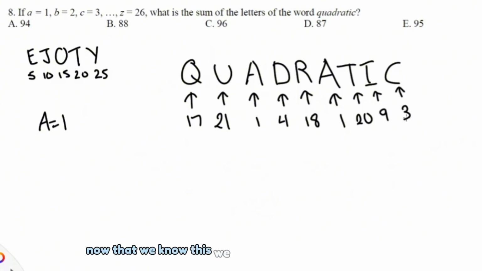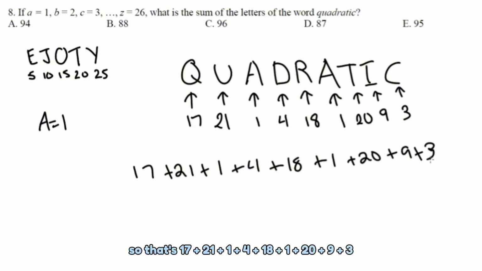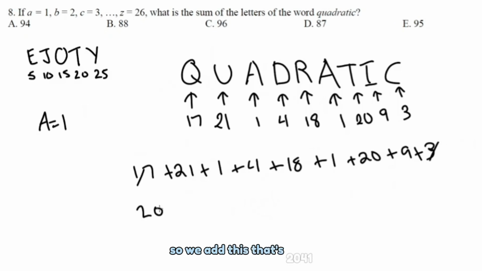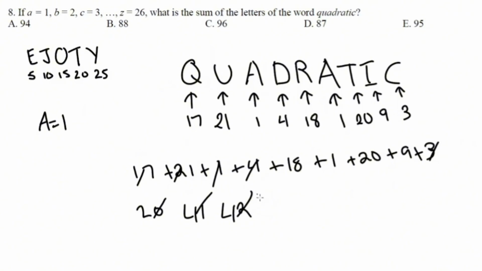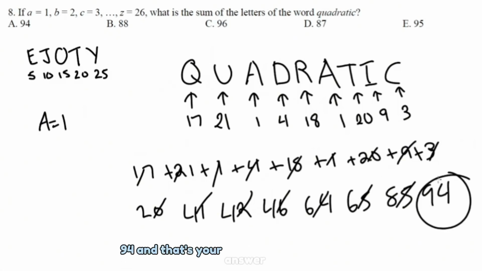Now that we know this, we can simply add these up. So that's 17 plus 21 plus 1 plus 4 plus 18 plus 1 plus 20 plus 9 plus 3. So when we add this, that's 20, 41, 42, 46, 64, 65, 85, 94. And that's your answer.